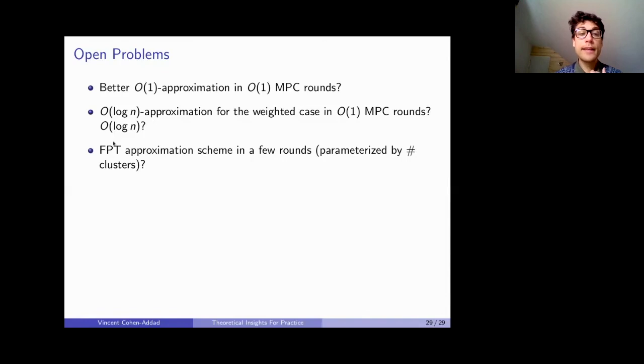And again, there's also an FPT approximation scheme, with running time f of k and 1 over epsilon, where k is the number of clusters you're looking for, that gets you a 1 plus epsilon approximation offline. And I'm asking, can you implement that in a few MPC rounds, parameterized by the number of clusters? I think that's a pretty cool open problem as well.